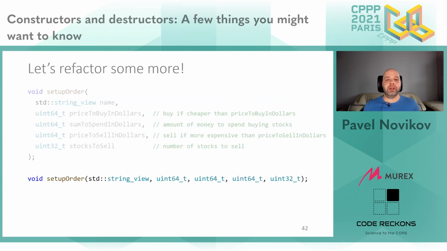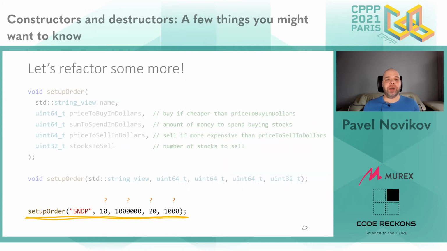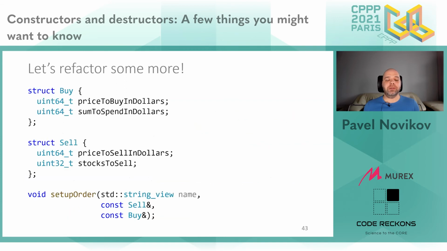But for the compiler, it looks like this. The compiler has no understanding whatsoever of the parameters. Let's look at an example. In this case, we want to trade the stocks of the sandwich with a pretty big pickle in it corporation. And when you encounter this in the code, you see it like this, and most probably it is hard for you to understand which parameter means what. So let's refactor it.